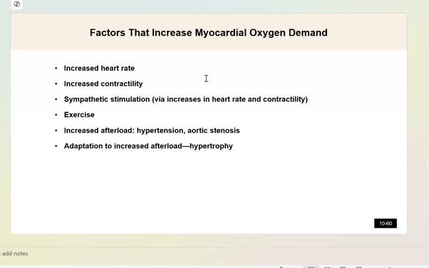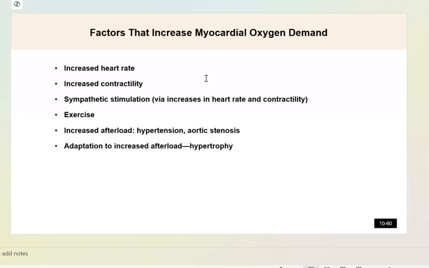Factors that are going to increase our heart's oxygen demand, these make sense when we think about them, right? If we have an increased heart rate, if we're asking the heart to beat stronger with an increased contractility, if we have sympathetic stimulation, that means our heart rate and our contractility went up, so we would need more heart oxygen. When we exercise, we need more heart oxygen.